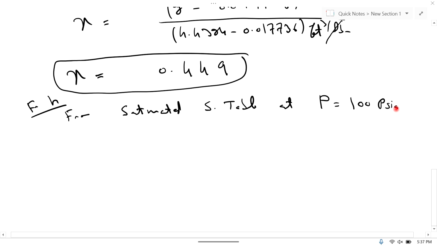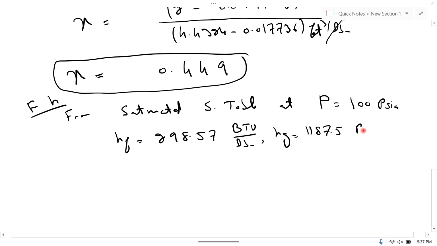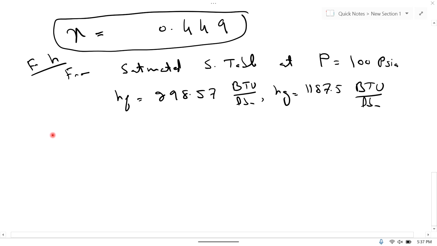HF is equal to 298.57 BTU per pound mass, and Hg is equal to 1187.5 BTU per pound mass. So H is equal to HF plus X times (Hg minus HF).